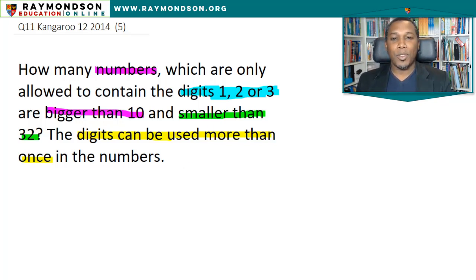Now, all the digits have to be 1, 2, and 3. First, we have this thing about a range of numbers. It has to be bigger than 10, so I'll put that symbol. Familiar with that? My numbers have to be bigger than 10. My numbers have to be smaller than 32.